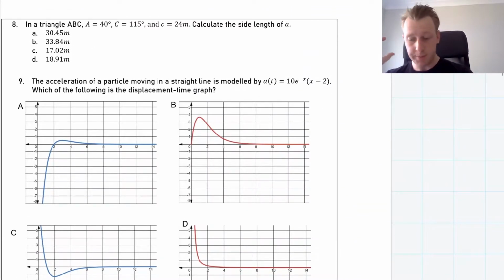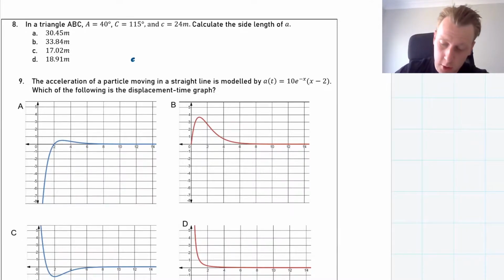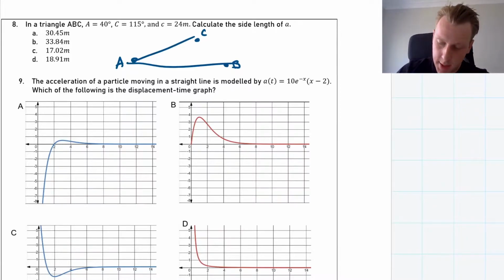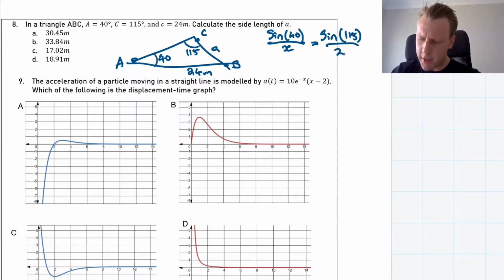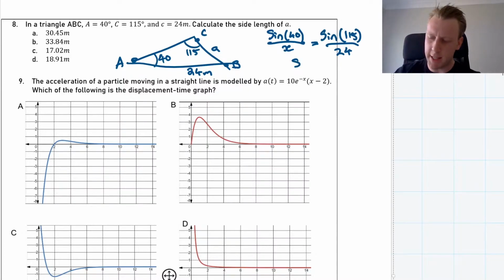Three more questions here. In the multi-choice, I've got a triangle where we've got A, C, and B. A has an angle of 40 degrees. C has an angle of 115 degrees. The side length there is 24 meters. What's A going to be? This is just an application of the sine rule. So sine of 40 divided by A, or in this case X, equals sine of 115 divided by 24. And I'm going to put this in my calculator, again using Solve N.